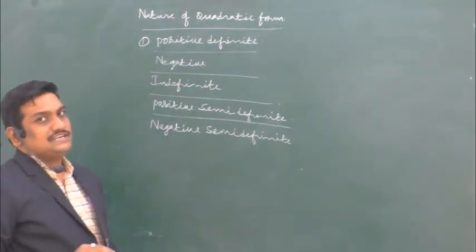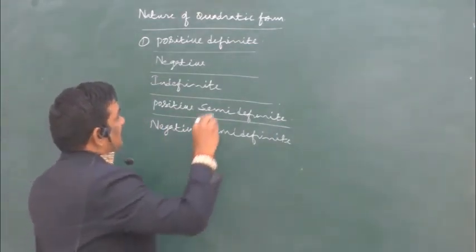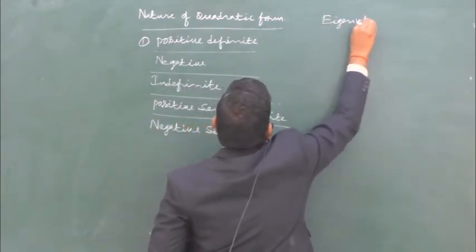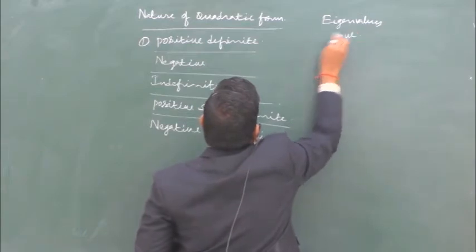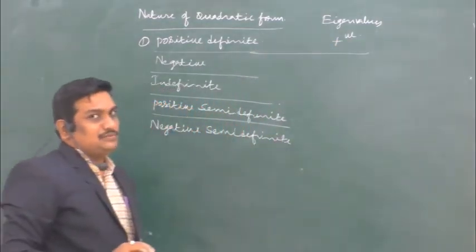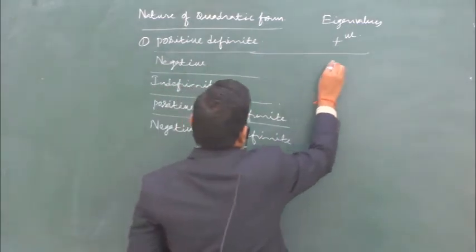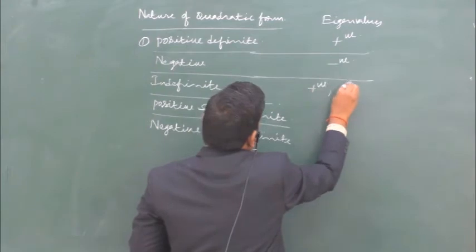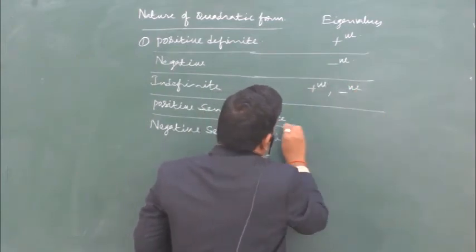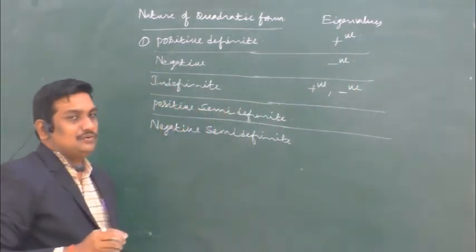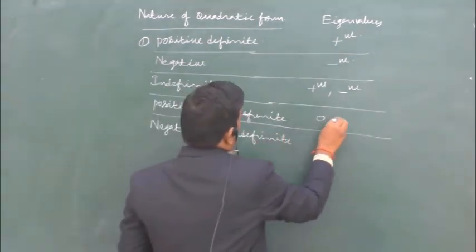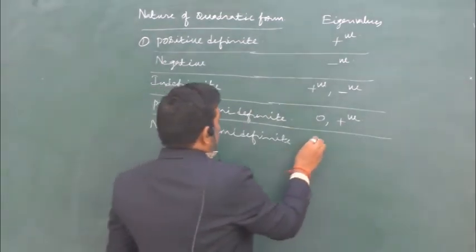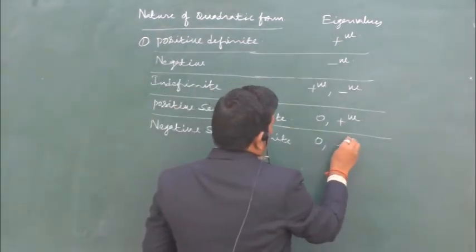Okay, so quadratic form is said to be positive definite if all the eigenvalues are positive. Okay, it is said to be negative definite if all the eigenvalues are negative. It is said to be indefinite if some eigenvalues are positive and some are negative. It is said to be positive semi-definite if one eigenvalue is 0 and the remaining are positive. It is said to be negative semi-definite if one eigenvalue is 0 and the remaining are negative.